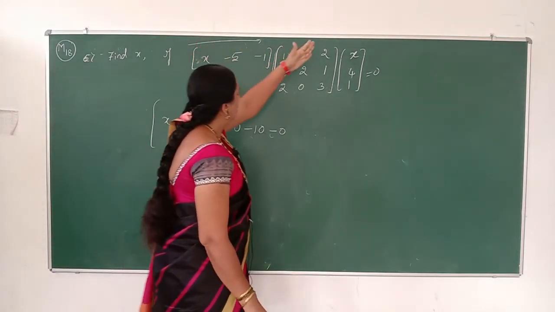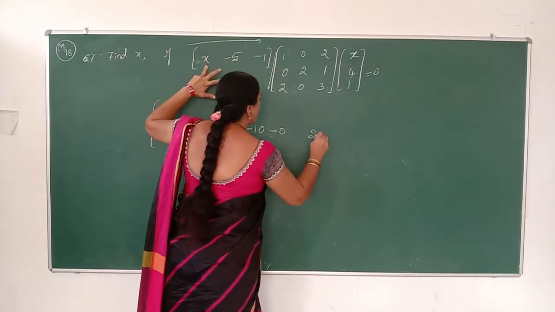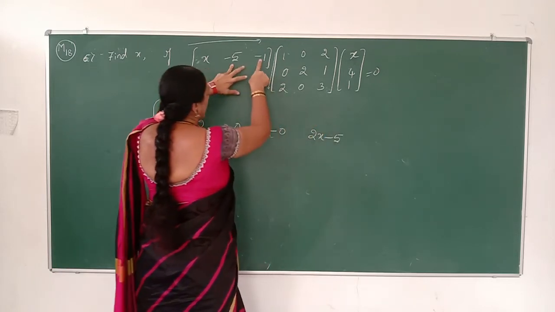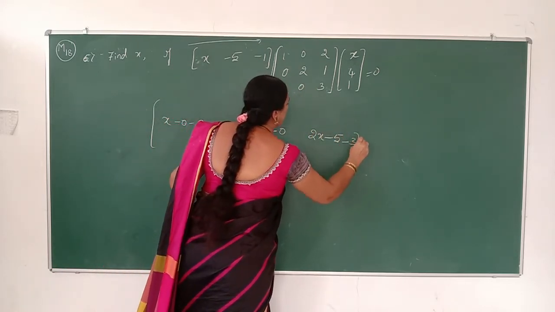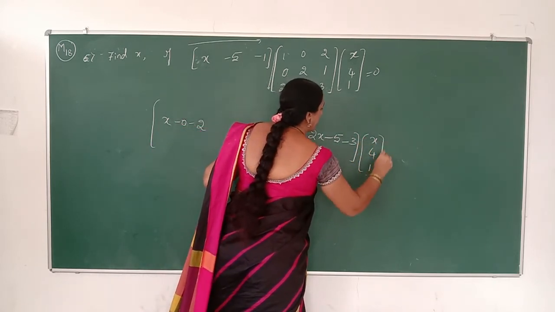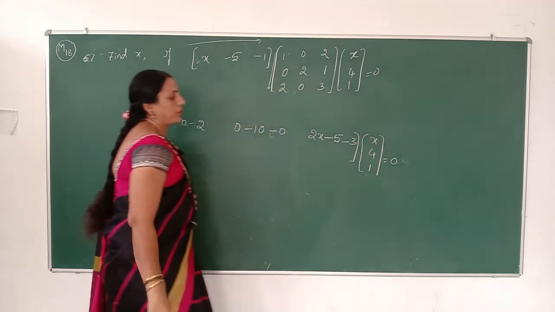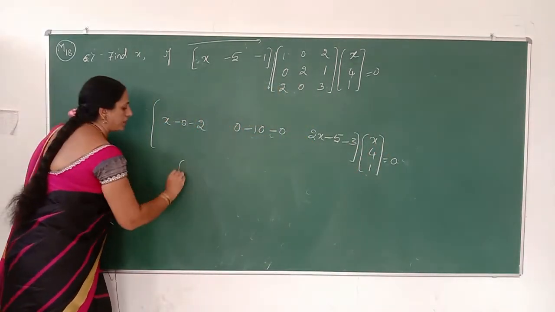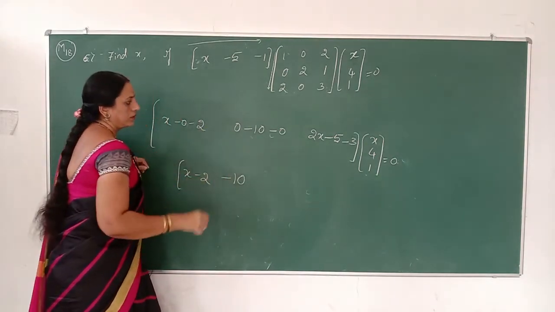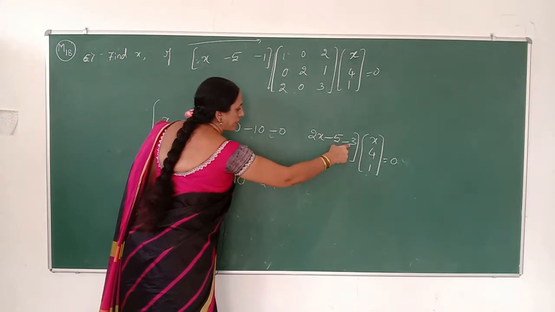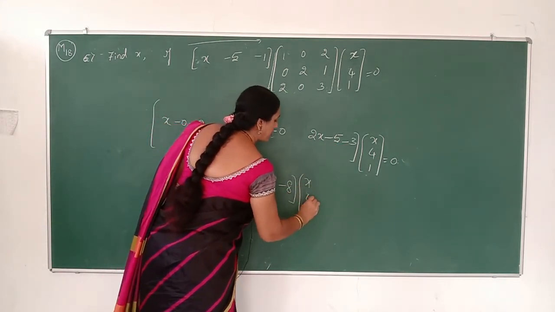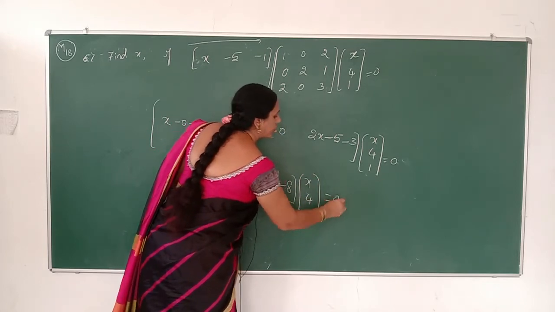Then, first row, third column: x into 2 is 2x. Minus 5 into 1 is minus 5. Minus 1 into 3 is minus 3. Into the elements of the third matrix, x 4 1, it will be equal to 0. Then these are x minus 2, minus 10, 2x minus 5 minus 3, which is nothing but minus 8, into x 4 1 equal to 0.